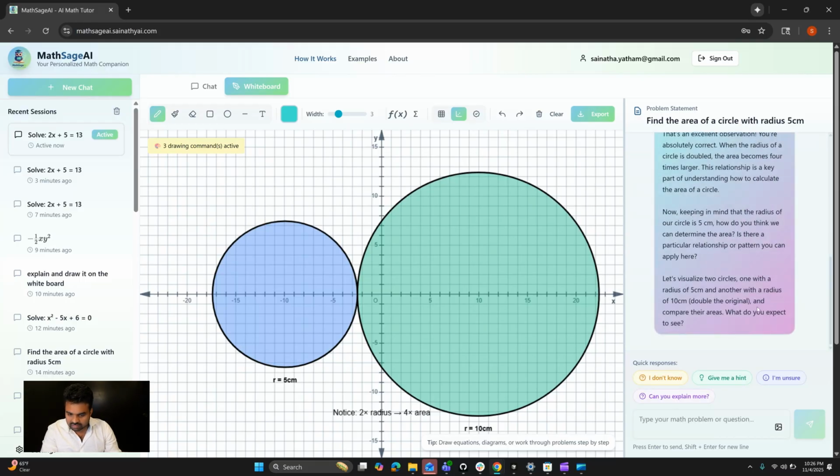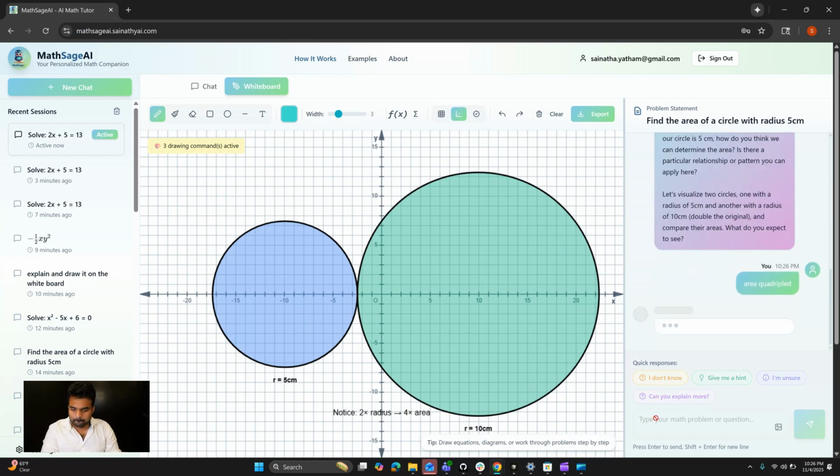And let's find out what do you expect to see in the compared areas. What do you expect to see? So area quadrupled. So double the original radius, area quadrupled.